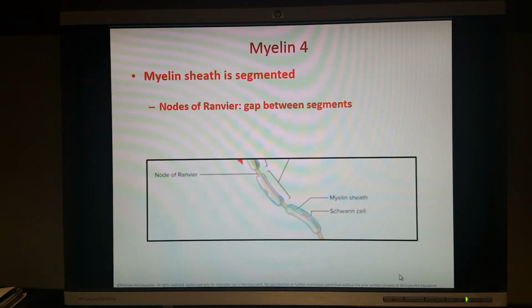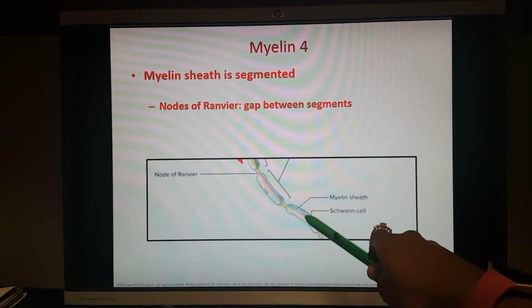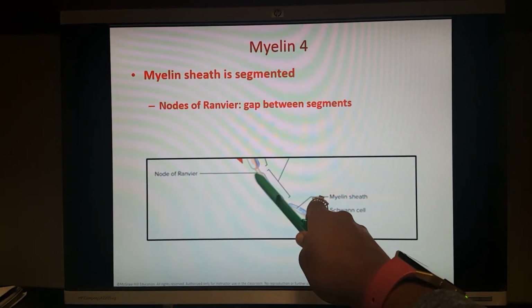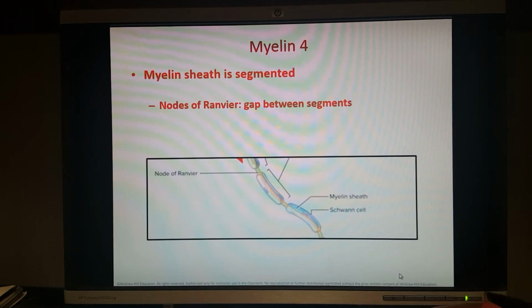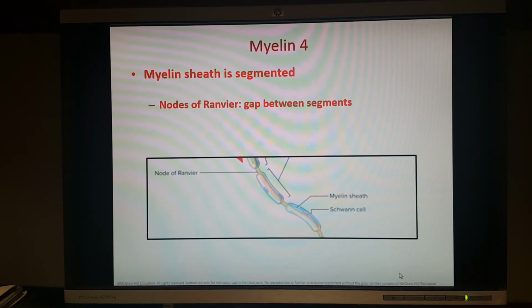So what are these myelin sheaths? These myelin sheaths are segmented. Here, showing the Schwann cell, Schwann cell, Schwann cell, Schwann cell. The gaps in between your Schwann cells, and the same thing with the oligodendrocytes in your central nervous system, you'll have gaps in the myelin sheath. These gaps are called the nodes of Ranvier.